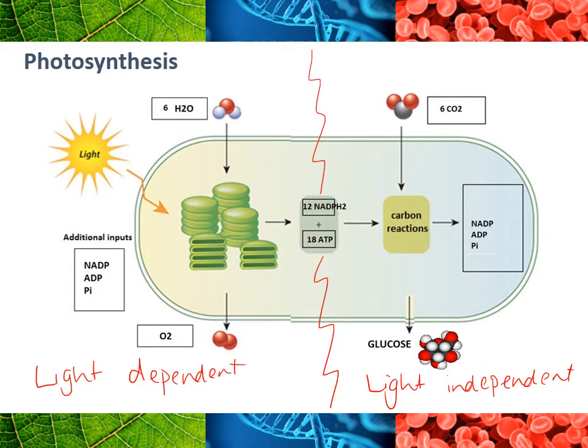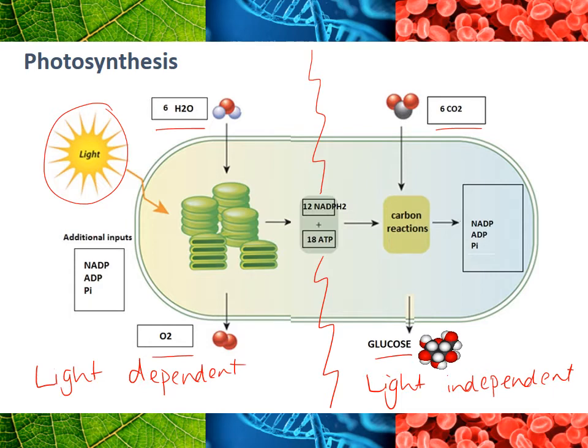So if we remember, our inputs for photosynthesis are water and carbon dioxide. So they're both there. We also have our light input. Our outputs are oxygen and glucose. We'll look at each of these in a bit more detail.